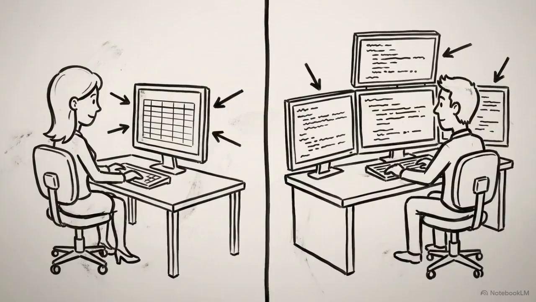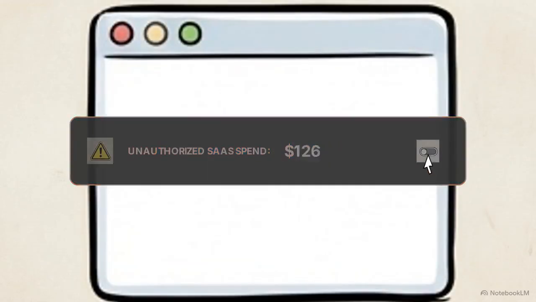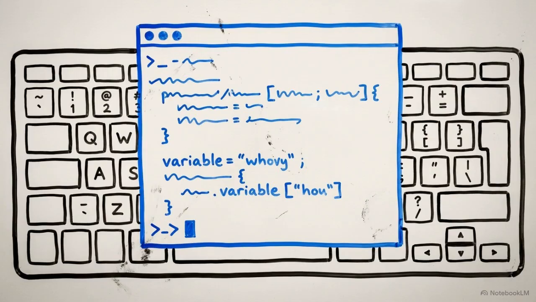This visibility allows procurement and engineering teams to identify abandoned SaaS seats and unexpected infrastructure usage, cutting off shadow spend at the source. Check the video description for example scripts to get your API connections started.